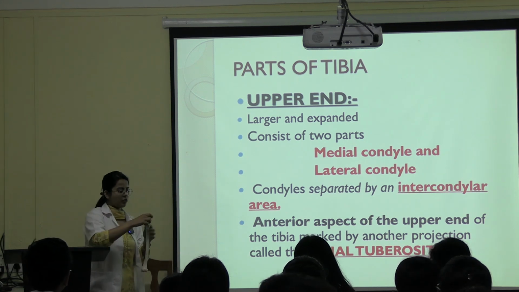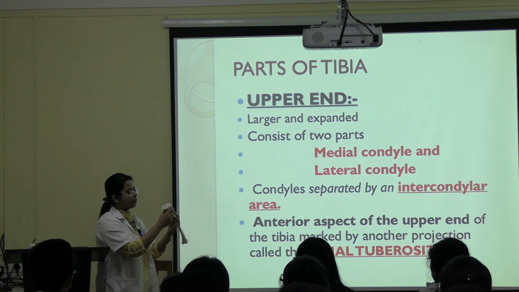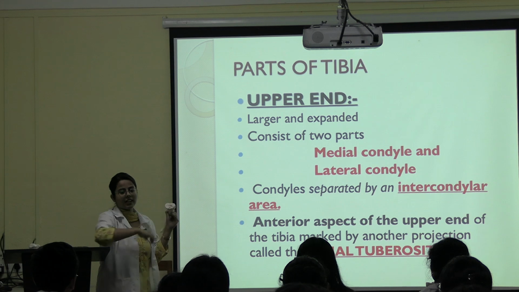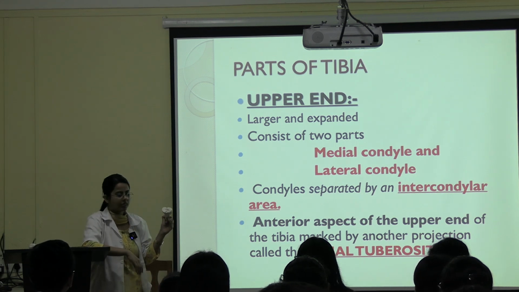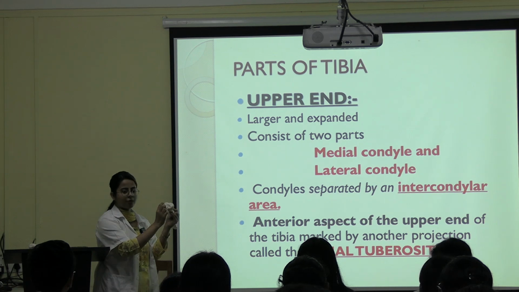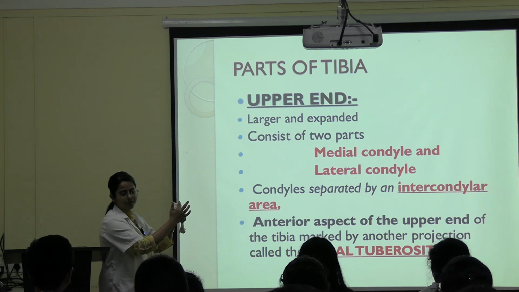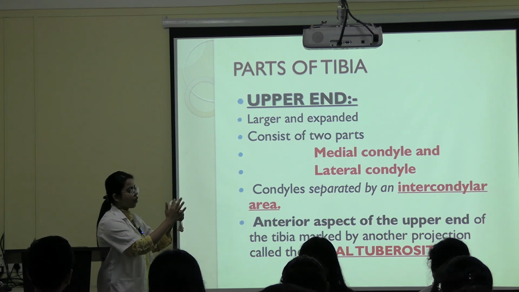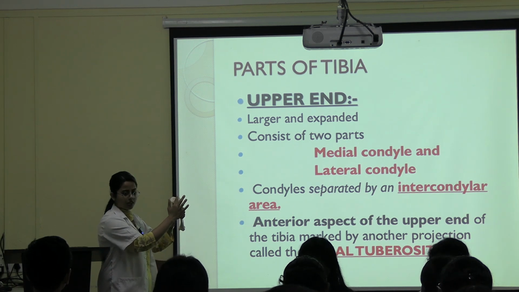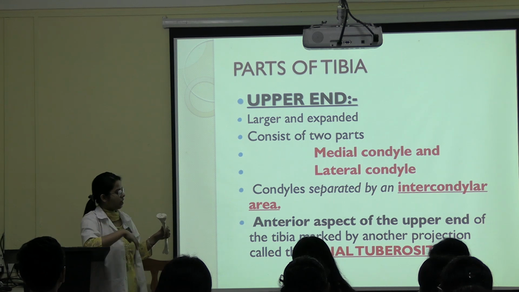Clear? Now, these are the articular surfaces. Okay? What do you think? With which bone will this part articulate? Femur. Clear? So, medial condyle will articulate with medial condyle of femur, and this one with lateral condyle of femur. Okay, these two are articular surfaces, but this is non-articular. Clear? This is the intercondylar area. Clear, everyone?